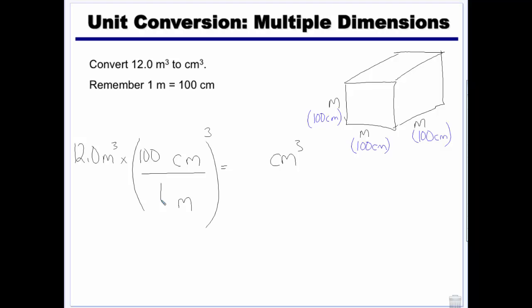So in order to handle this unit conversion, I actually need to convert in all three dimensions. So I not only multiply the 12 cubic meters by 100 centimeters over 1 meter, I then cube that conversion factor.